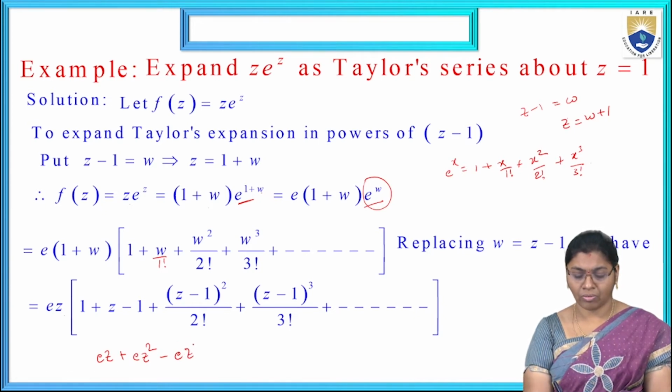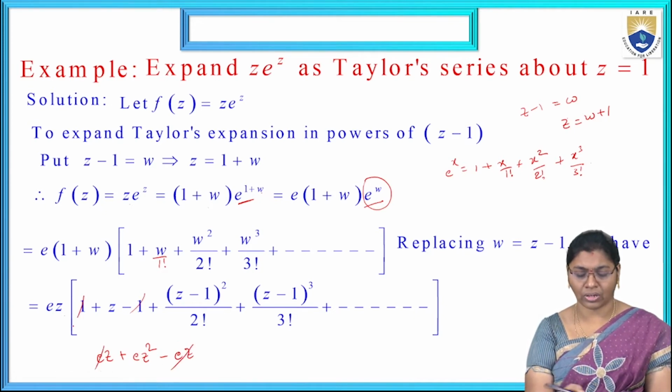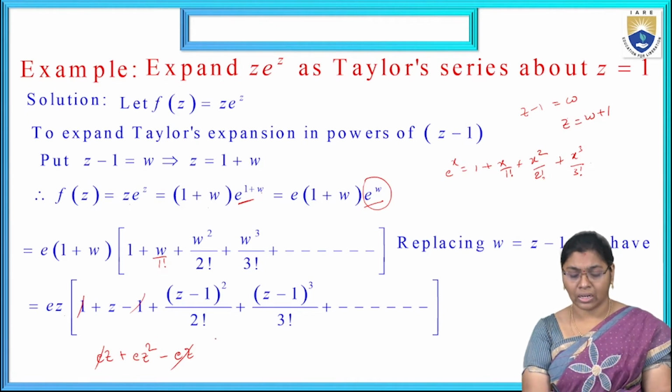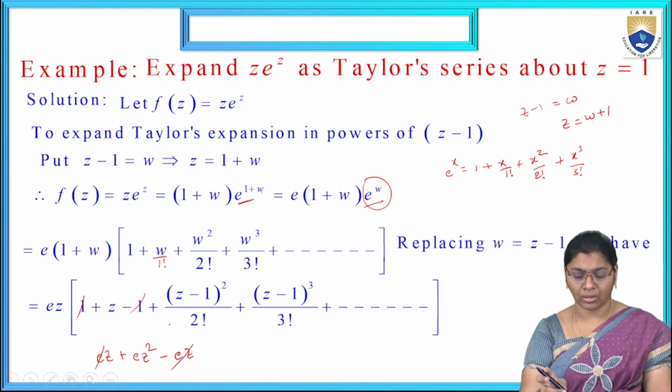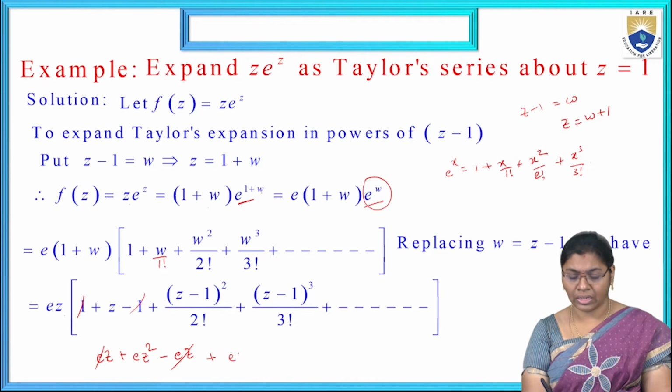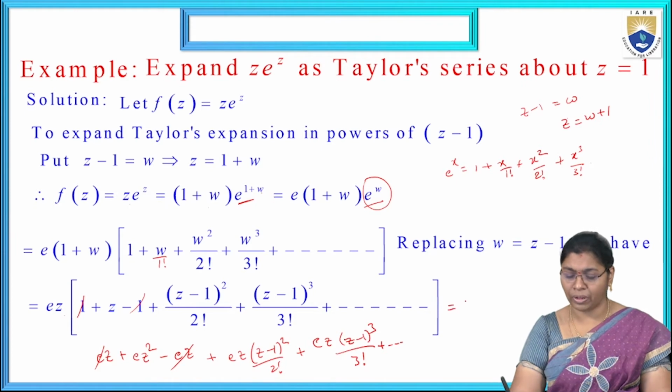Minus Ez, that means both are cancelled. Otherwise, here also we cancelled that one, no problem. Only Z means e to the power Z: Z square plus Ez of (Z minus 1) whole square by 2 factorial plus Ez of (Z minus 1) whole cube by 3 factorial plus, and so on. That can be written simply as a summation. Already Ez square is there.